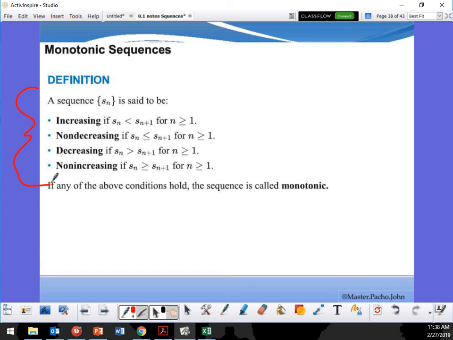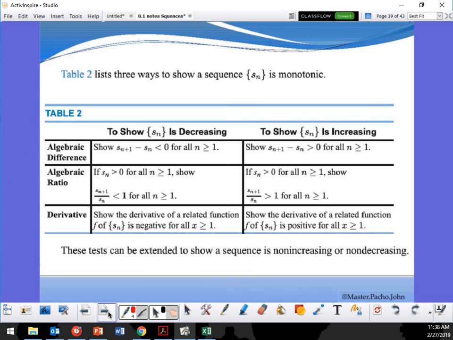Okay, if any of the above conditions hold, the sequence is called monotonic. Okay, so this is important as we go. So if it's increasing or decreasing, super important. We're going to go back to this.